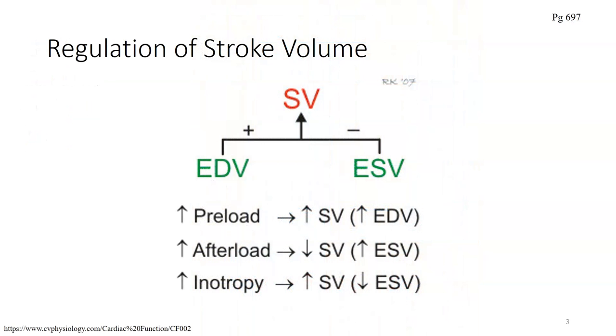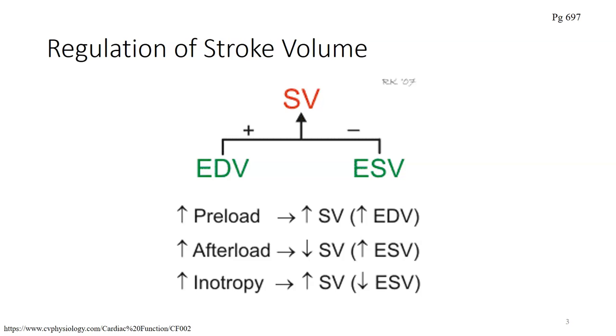In terms of the regulation of stroke volume, mathematically, stroke volume is equal to end diastolic volume minus end systolic volume. End diastolic volume is the amount of blood in the ventricle at the end of filling, and end systolic volume is the amount of blood in the ventricle at the end of contraction.